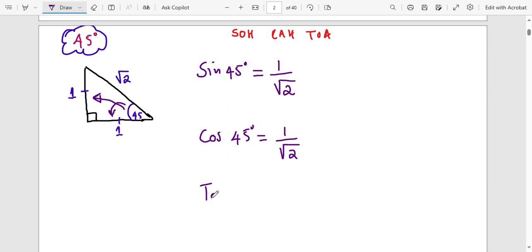You can even punch that on the calculator, you'll find. And then when you go to tan 45, now tan is given by opposite over adjacent. The opposite side is 1, the adjacent side is 1. So 1 over 1, that is 1. Okay, so these are the special angles that we have to understand.